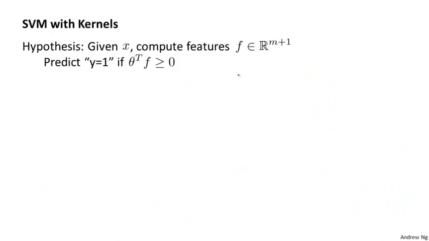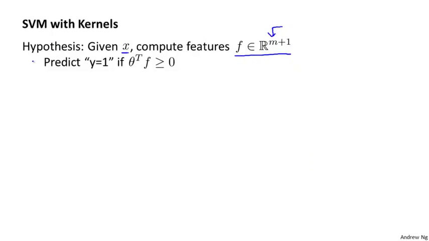If you already have a learned set of parameters theta, then if you're given a value of x and you want to make a prediction, what we do is we compute the features f, which is now an R^(m+1) dimensional feature vector. And we have m here because we have m training examples and thus m landmarks.